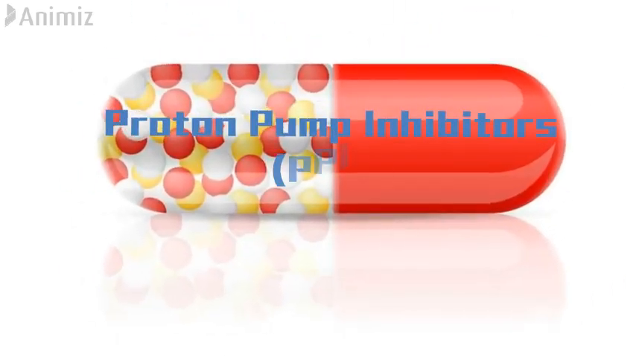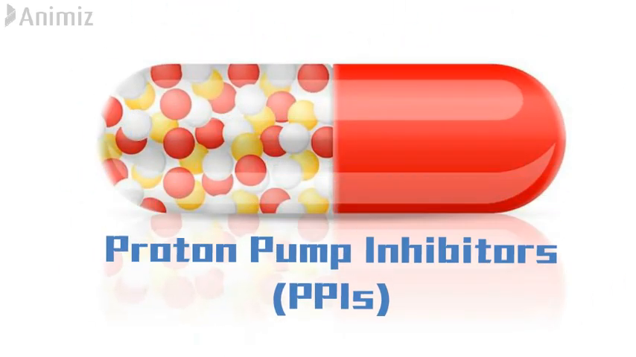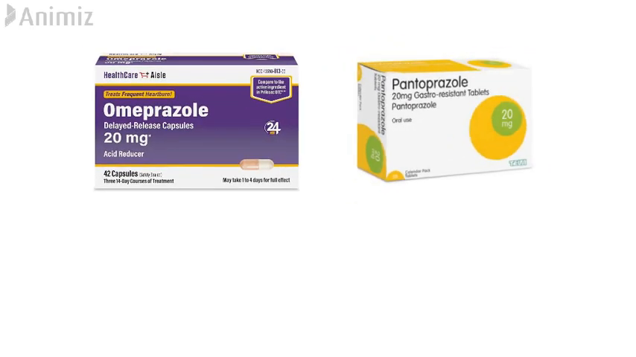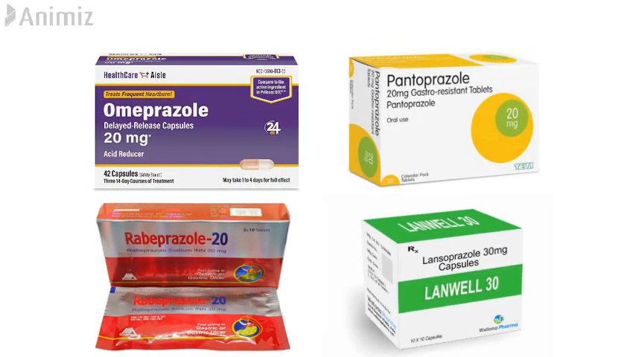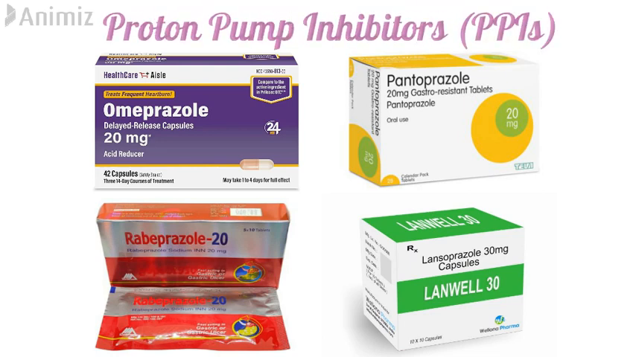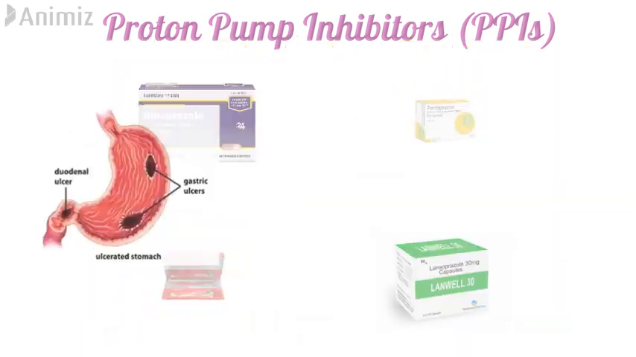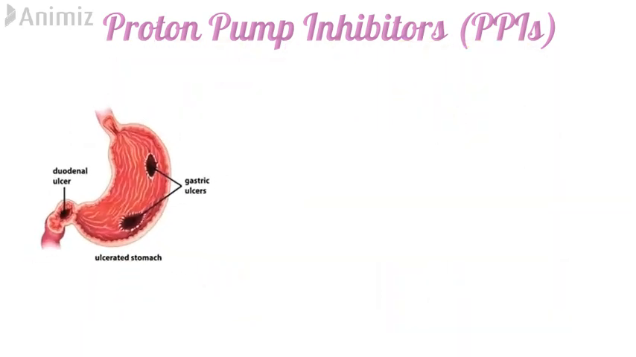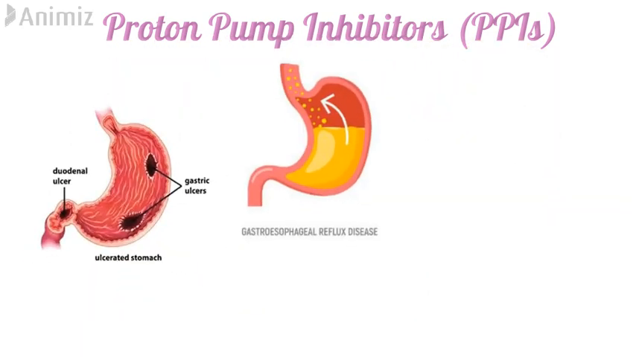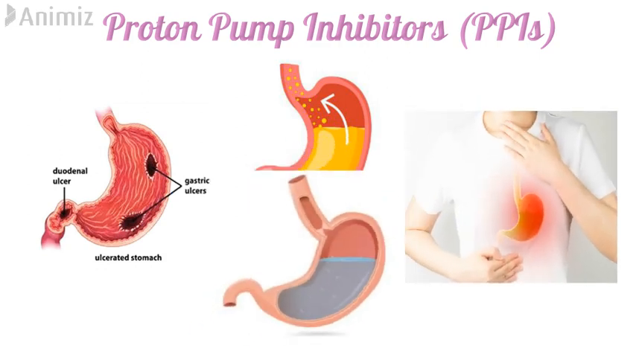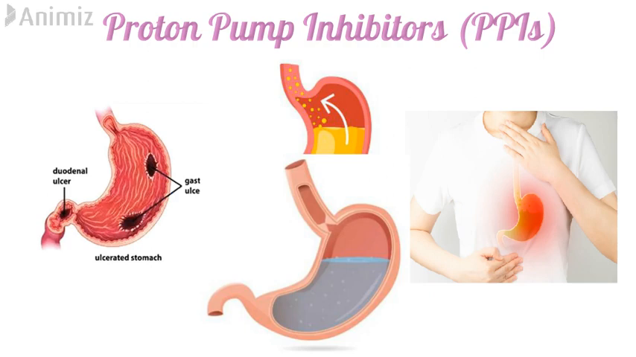Today we will talk about proton pump inhibitors. So at some point of time, you all must have taken these drugs like Omeprazole, Pantoprazole, Rabeprazole or Lansoprazole. All these drugs come under the category of proton pump inhibitors. These drugs are used for conditions like gastric ulcers, duodenal ulcers, GERD or gastroesophageal reflux disorder, or in case of heartburns. All these conditions arise because of increase in hydrochloric acid synthesis in the stomach.